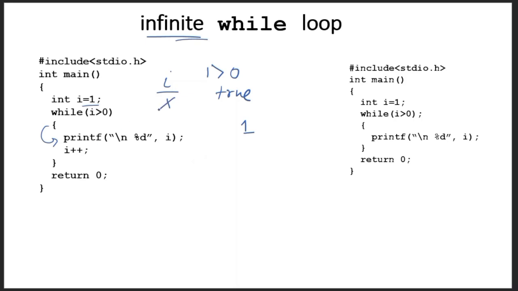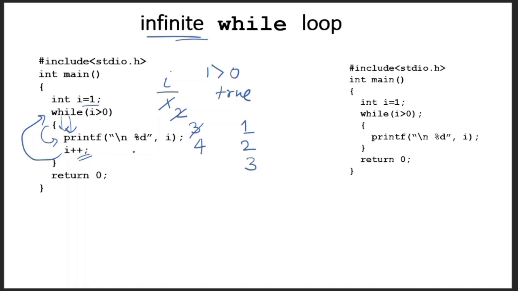I plus plus. Now I is incremented to 2. Now again we are going to check the while loop and 2 is greater than 0. The condition is true. So we are again going to enter the while loop body and printf I. The value of I will be printed on the screen, that is 2. Then again I value is incremented from 2 to 3 and again it will check whether I is greater than 0. Yes, 3 is greater than 0. So again it is going to enter the while loop and it will print the value of I, that is 3. And again I plus plus update. So again I value is incremented.